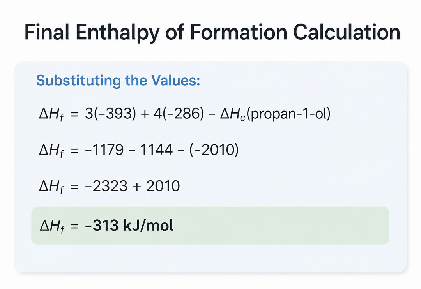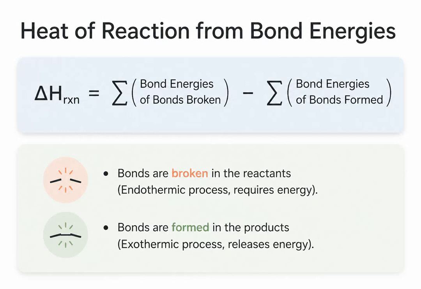We take 3 times the combustion of carbon, add 4 times the combustion of hydrogen, and subtract the combustion value of propan-1-ol. When we resolve the arithmetic, we find that the standard enthalpy of formation for propan-1-ol is negative 313 kilojoules per mole. This specific value has significant implications for the stability of the compound, which we will analyze as we continue.